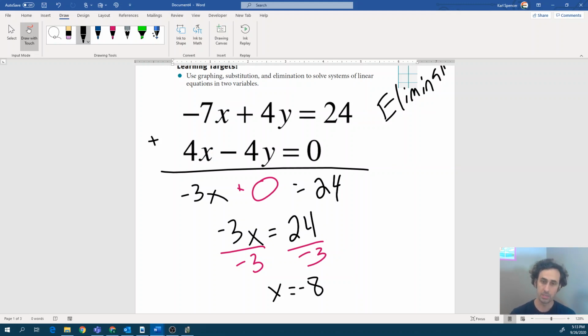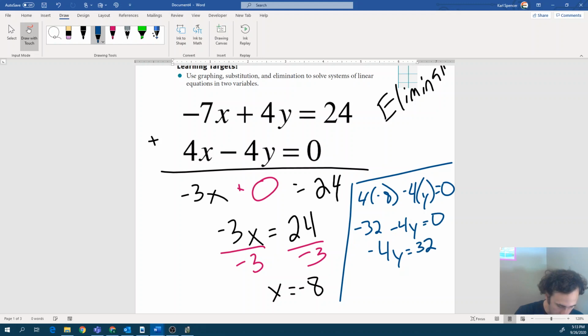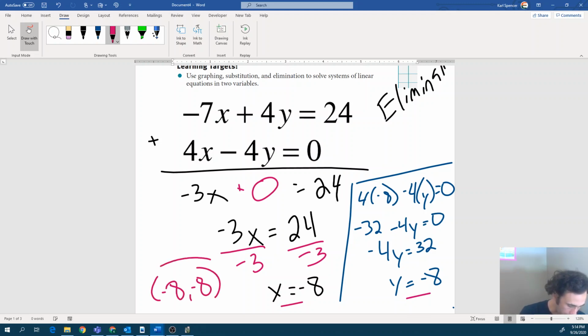With all our problems with systems, we need to get that y value. So we're going to plug that negative 8 back into one of our equations. Does it matter which one? No. I'm going to go with the bottom one. So we'll say 4 times negative 8 minus 4 times y equals 0. It's negative 32 minus 4y equals 0. Subtracting it over, negative 4y equals 32. Divide by negative 4, y equals negative 8. So my solution is the point negative 8, negative 8.